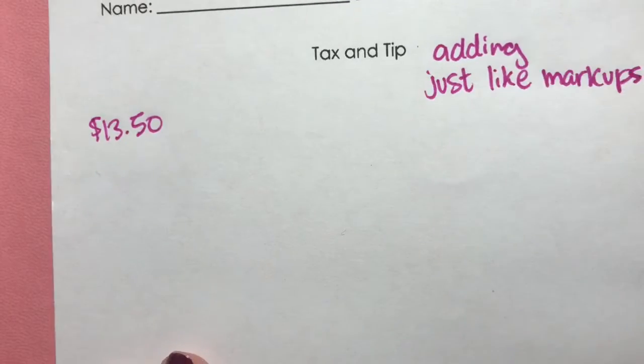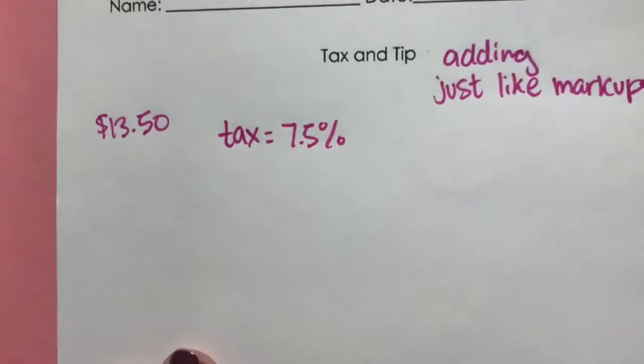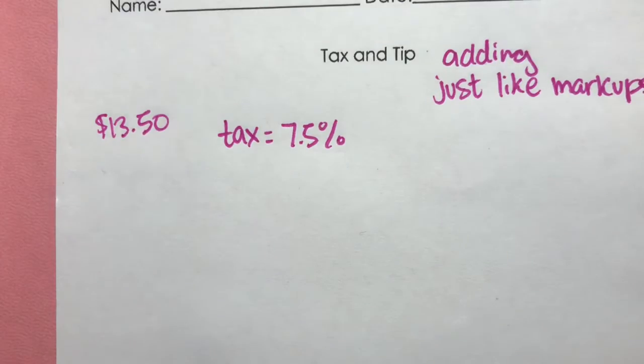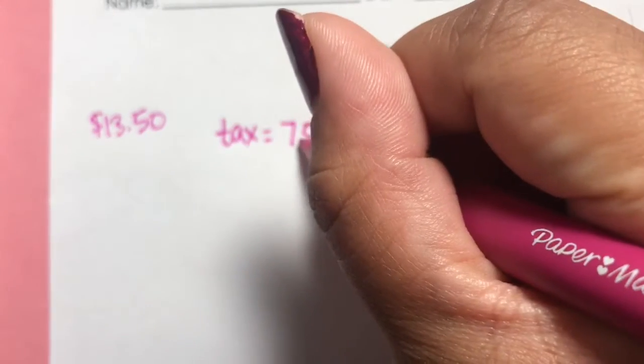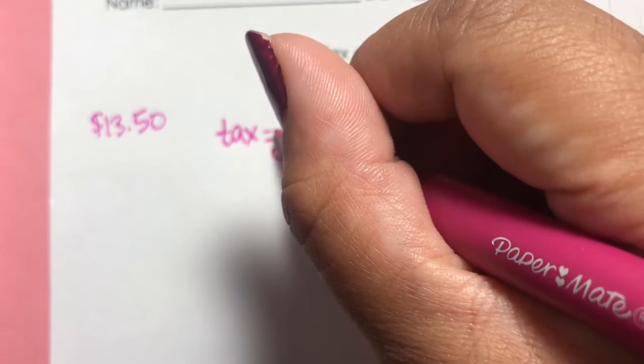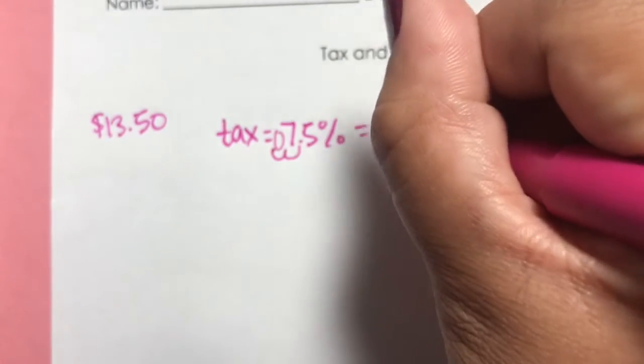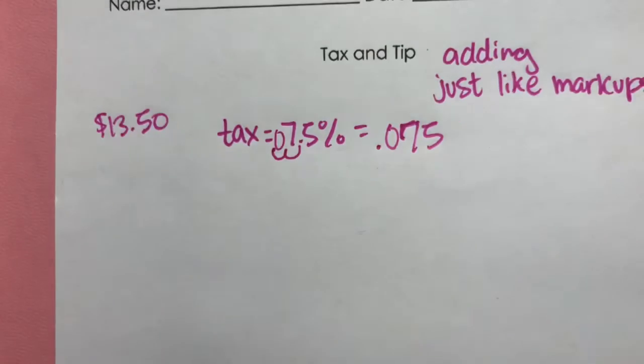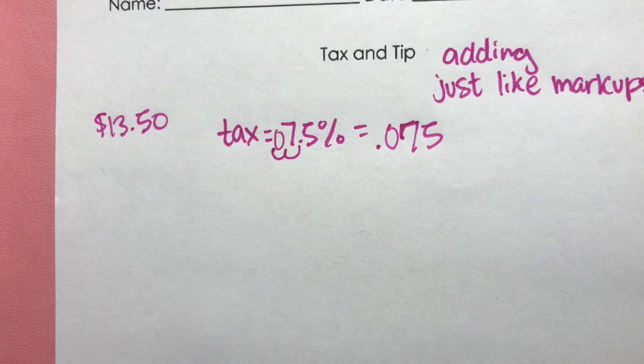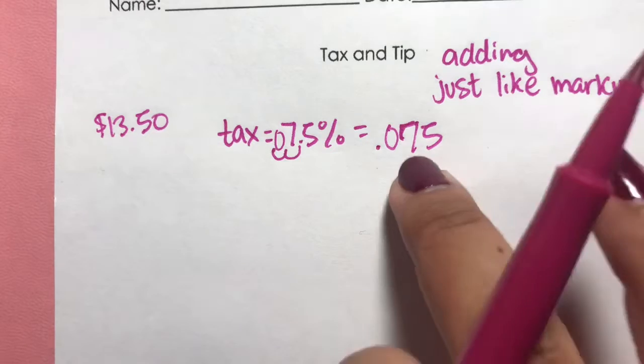So again, my All-American Slam costs $13.50. So let's figure out how much tax I'm gonna need to pay for this meal. So let's say the tax is 7.5%. Okay, but we're not going to be leaving it as 7.5%. We need to turn that into a decimal. So we got to move that decimal over 2 places to the left and add a 0 there. So it will be 0.075, or 75 thousandths. Okay, so that's our decimal.